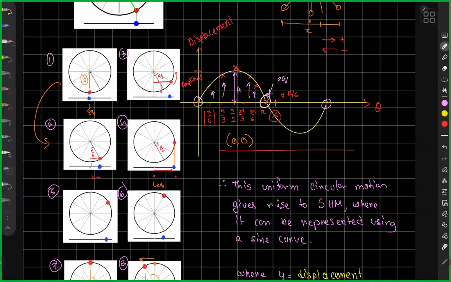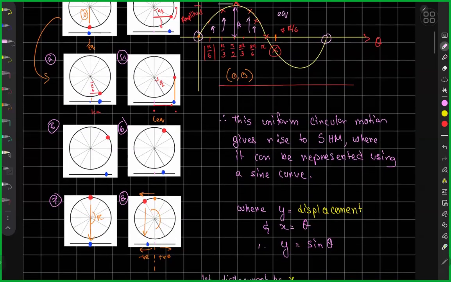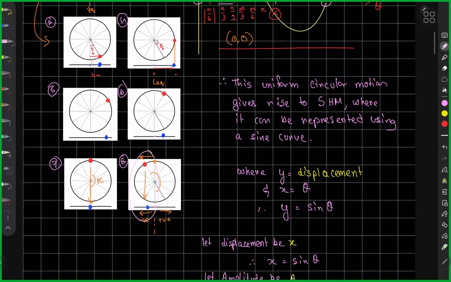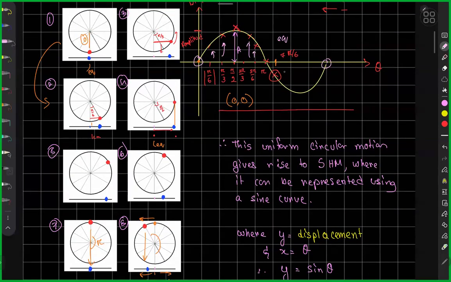Nothing else. Simple. So when I keep increasing the theta beyond pi radians, what happens? Now the displacement is on the negative axis. Notice over here, the moment I increase the radians beyond pi radians, I have displacement on the negative axis, meaning negative displacement. Right? This is how it works.